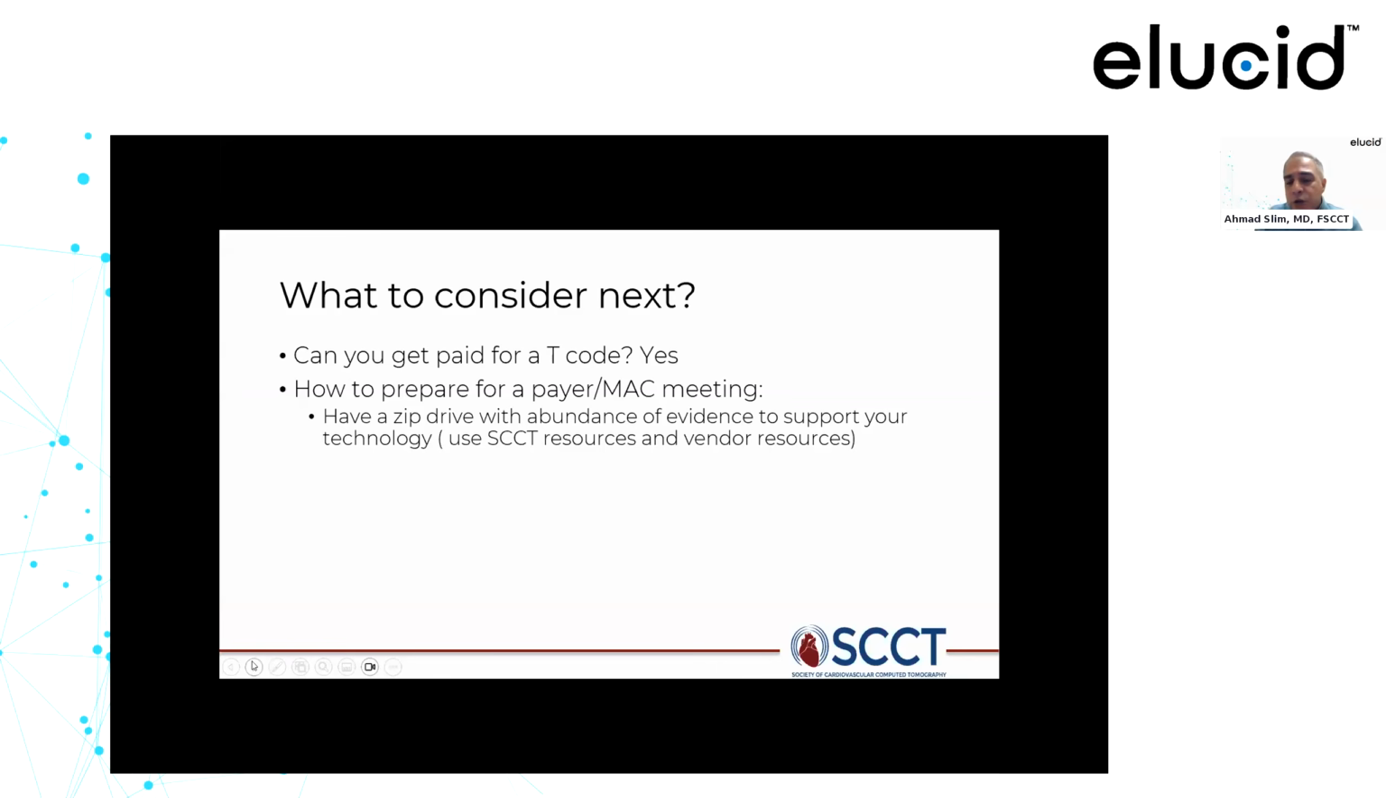So you want to make sure that you have a zip drive with abundant data and publications. And most of the time, the society can help you with that. If you reach out to the society, we have resources, and we can help you create that zip drive ready with articles, guidelines, randomized clinical trials that you can share with the payer prior to your meeting. Write a brief summary and answer any questions they have before the meeting.